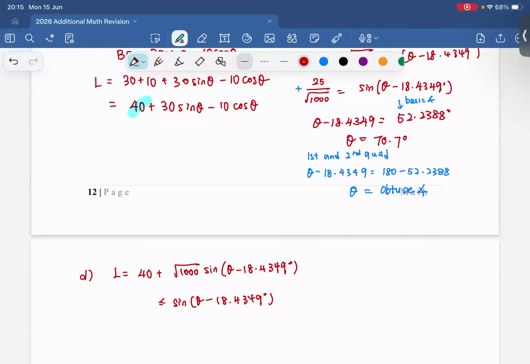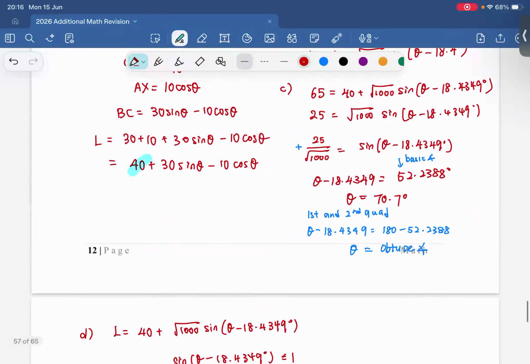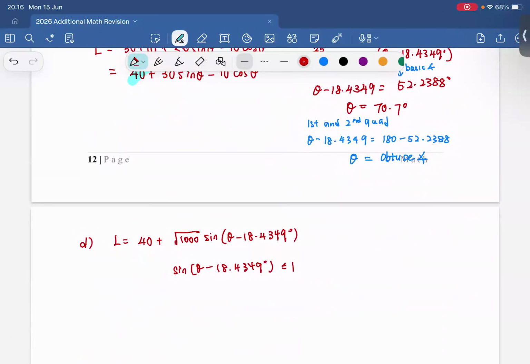Okay, never mind. We just say it must be less than or equal to 1. We don't need to care about the other part. Because we are only looking at the maximum, we just say that this sine anything is definitely less than or equal to 1. So when I square root 1000, I would have to square root the other side. Then when I plus 40, I also need to add 40 on the other side.